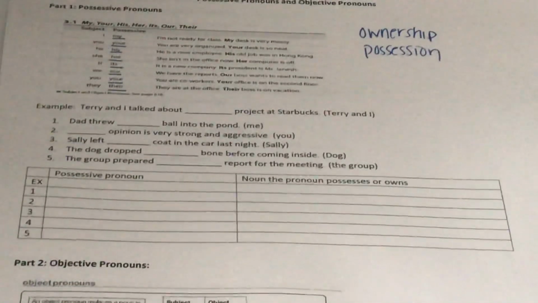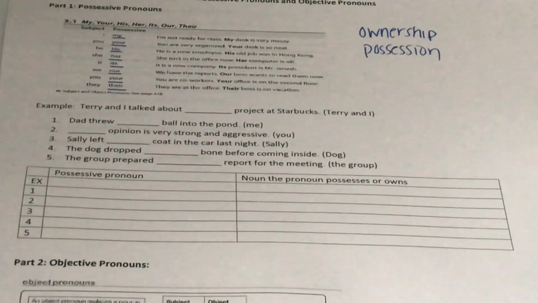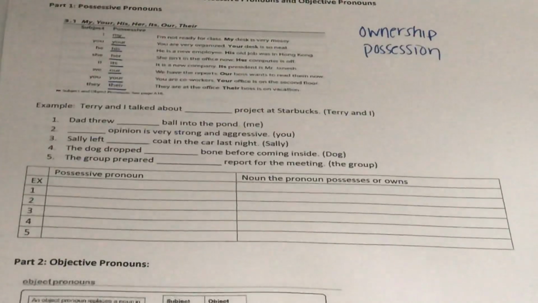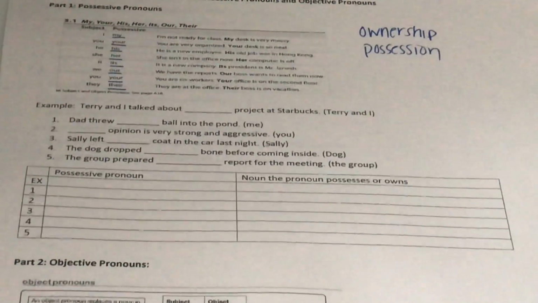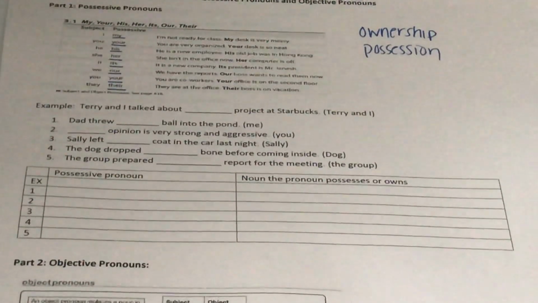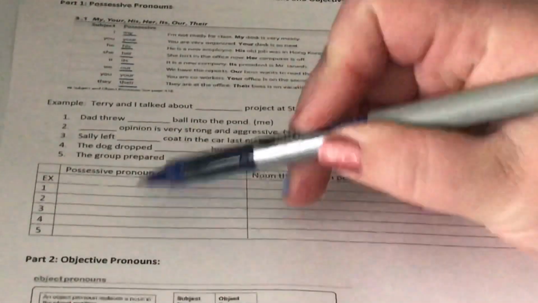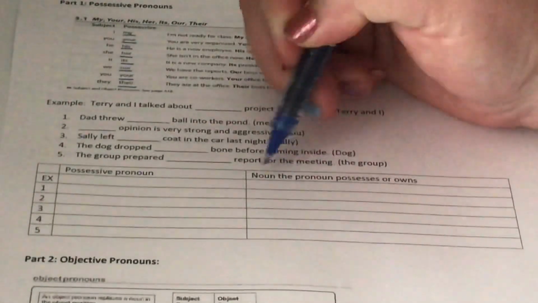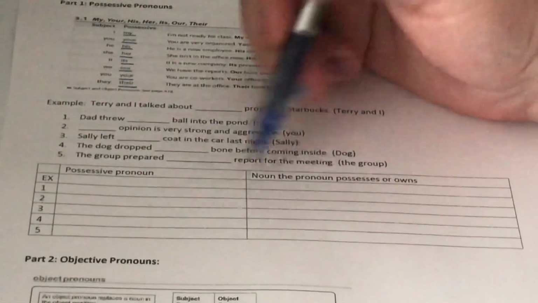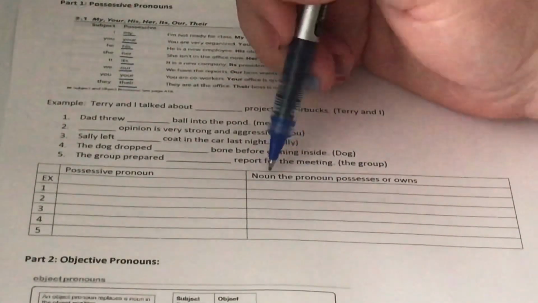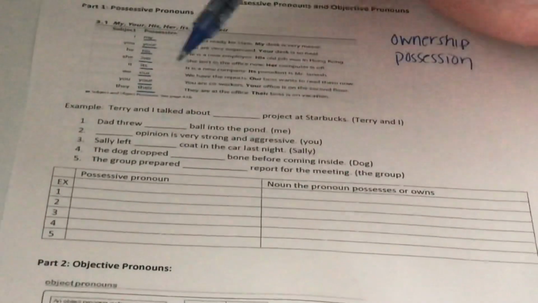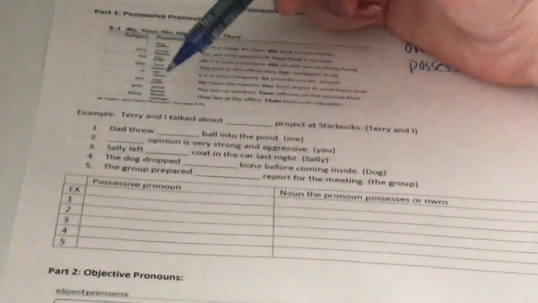Alright, so moving on into this next activity, you are going to tell me what pronoun I should use in the blank. That is going to go in this first column. And in the second column, you are going to tell me what this person possesses or owns. You're going to tell me the noun the pronoun possesses or owns. So let's look at the first example.